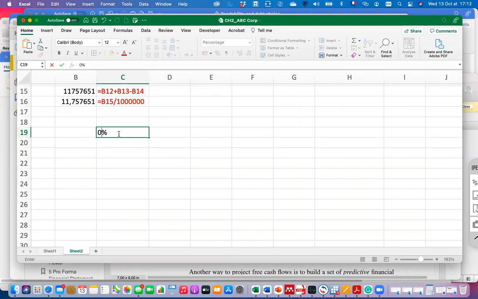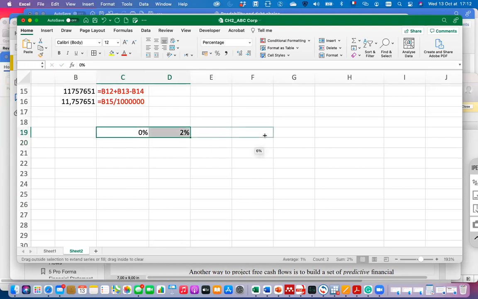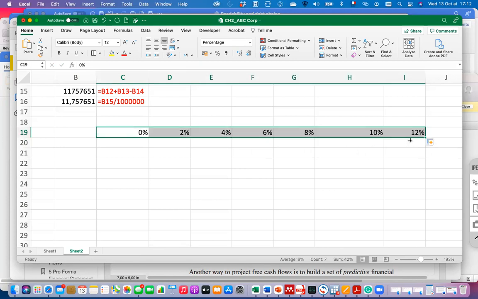Suppose that we want to add by 2% for each step. Go to the next cell, 2%, for example. Then select them both and drag it to the right-hand side. Excel will automatically add by 2%. We respect the incremental that you have used for the first two cells.